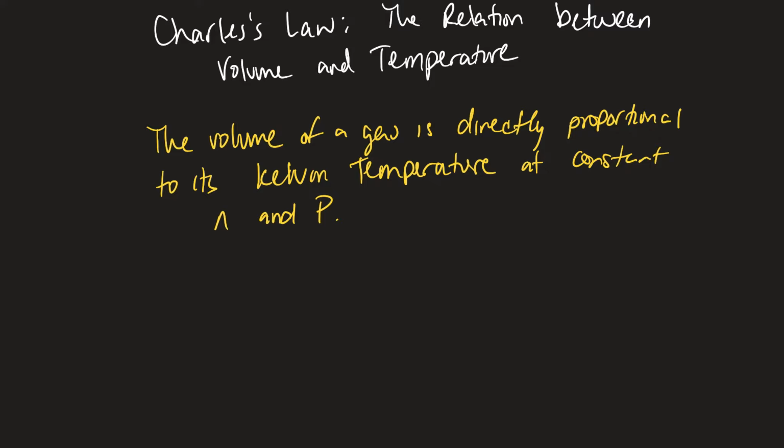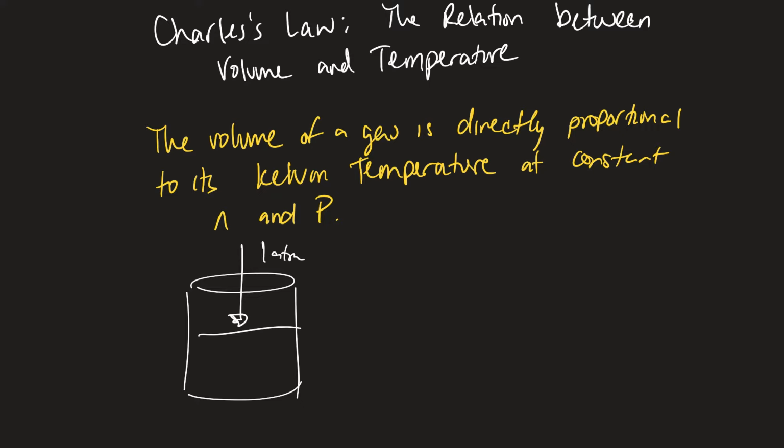So what does this mean? Let me just illustrate this. Let's just say you have a container, a closed container. Here's the lid. And we apply about 1 atm, and we see that the volume here is about 0.5 liters. Now the temperature in this case is about 200 Kelvin.